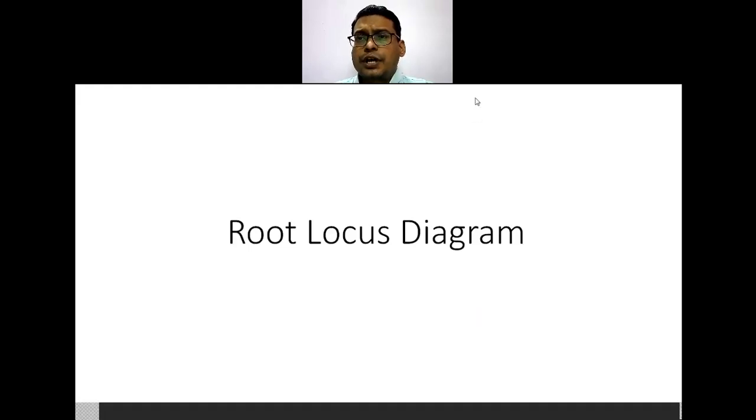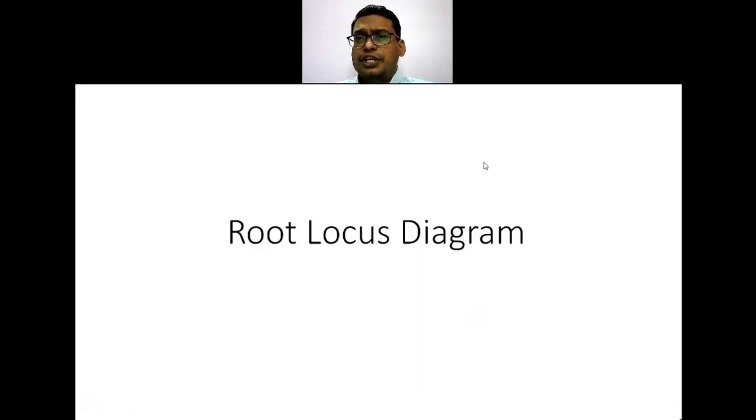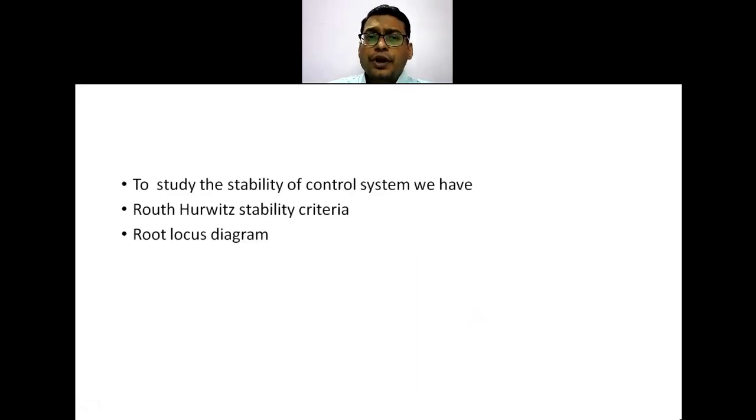Dear students, I welcome you to today's lecture on the root locus diagram in process control. This is basically to understand the stability of a control system. We have already discussed the Routh-Hurwitz stability criteria for understanding the stability of control systems. Now, the root locus diagram is a second method which gives the details of the stability analysis of control systems.